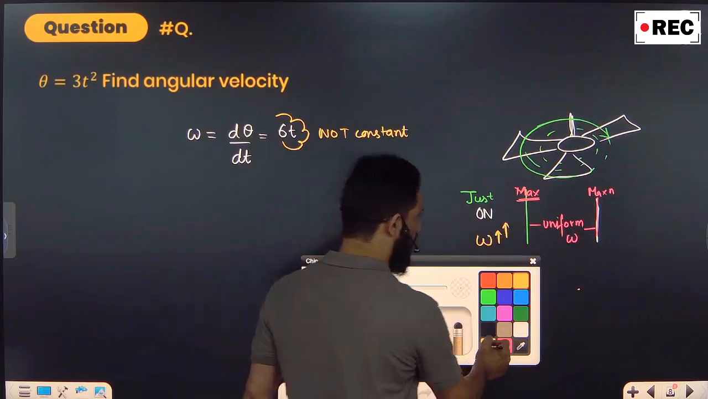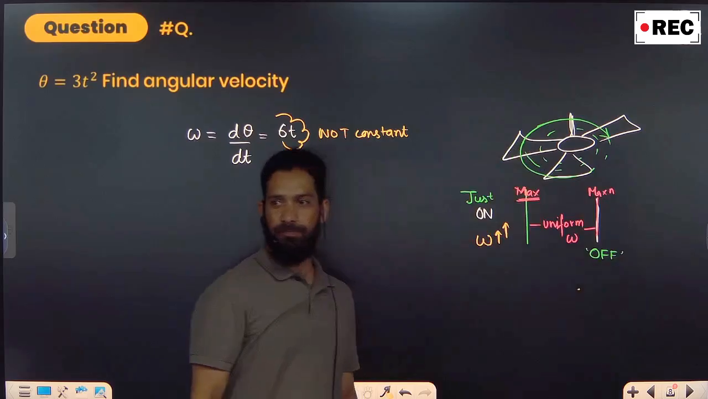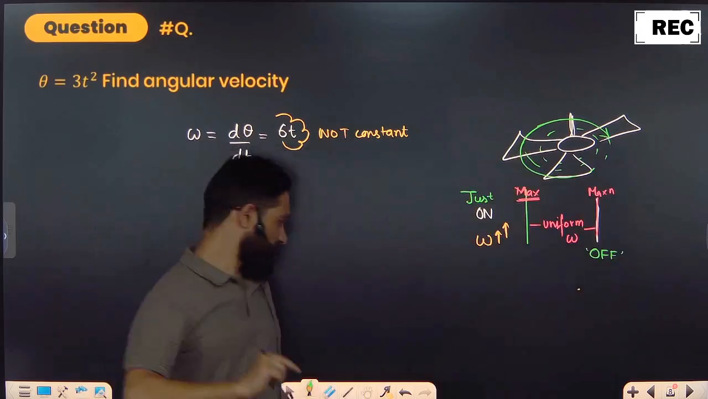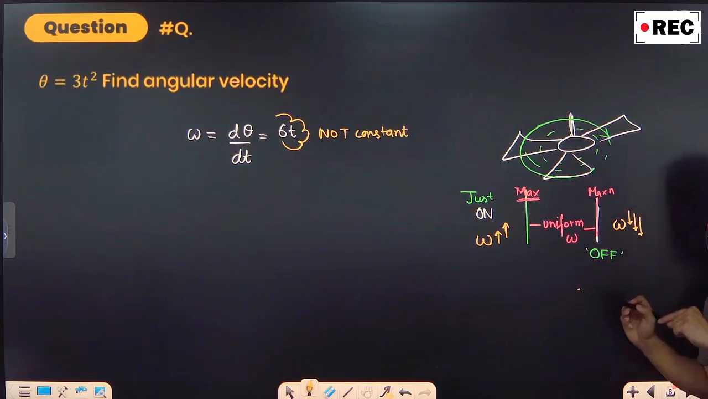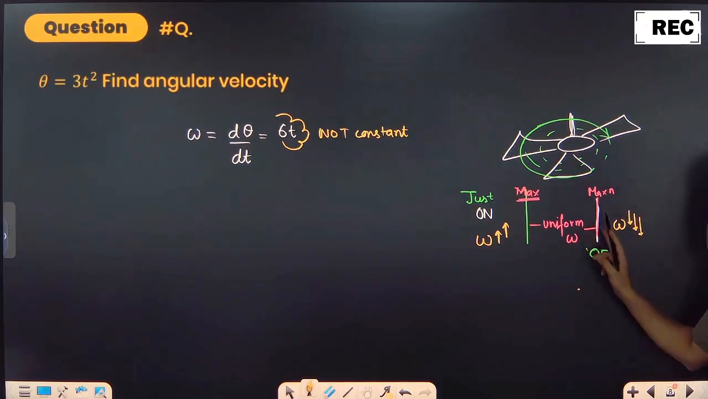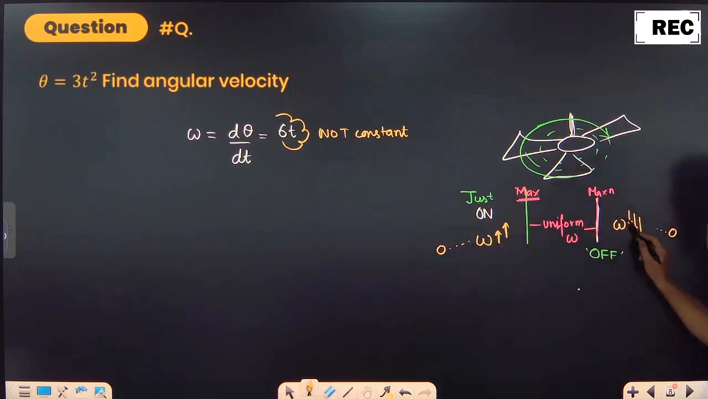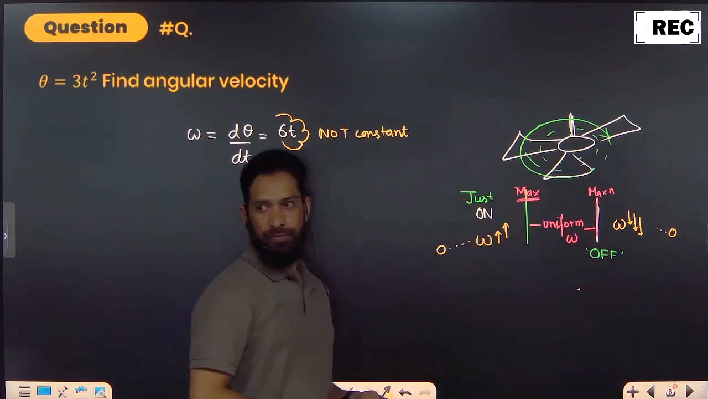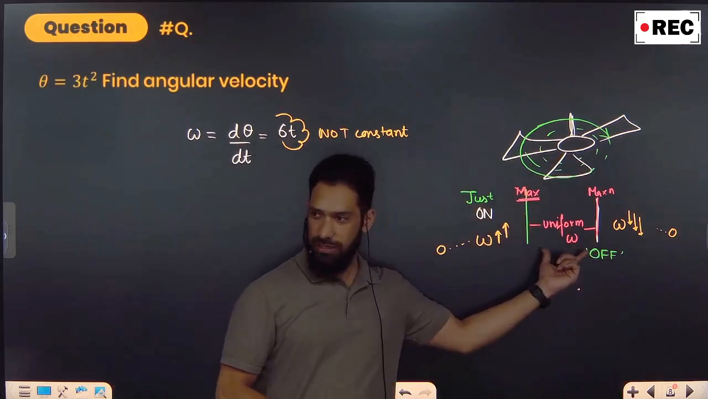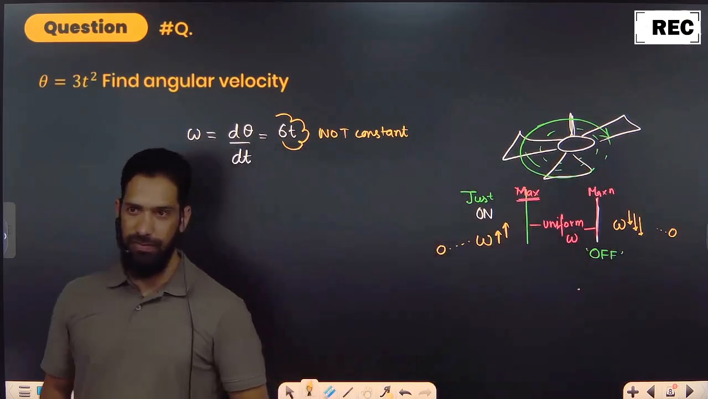Now you just switch it off. Will it abruptly stop? No. When you switch it off, omega will try to die down. 30 radian per second, 20, 10, 5, 4, 3, 2, 1, and at last it becomes 0. It starts from 0, gains omega, then omega is constant, then omega decreases. Is that clear? So omega constant is this phase, where there is no acceleration. This one is positive acceleration, this one is retardation. The sense is the same.